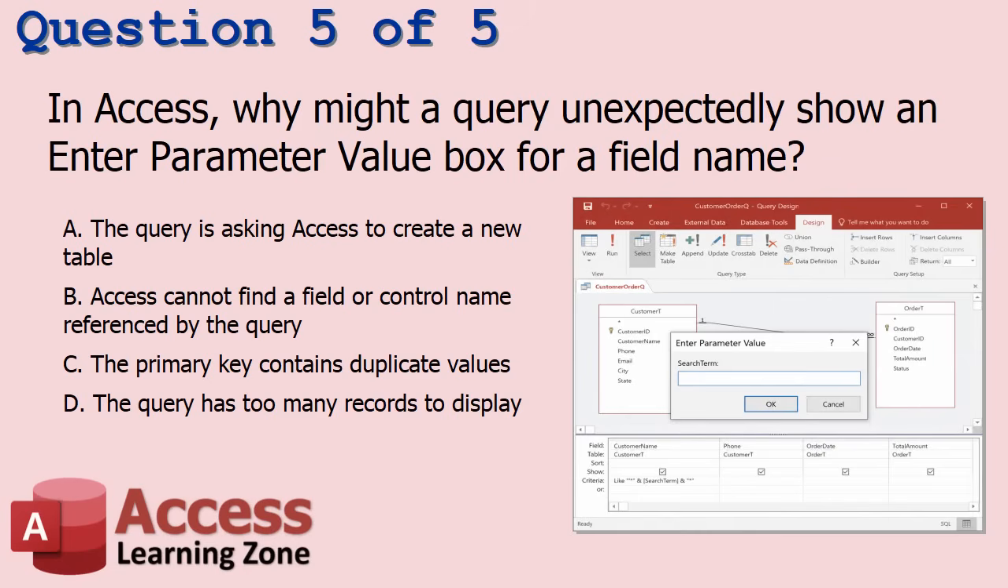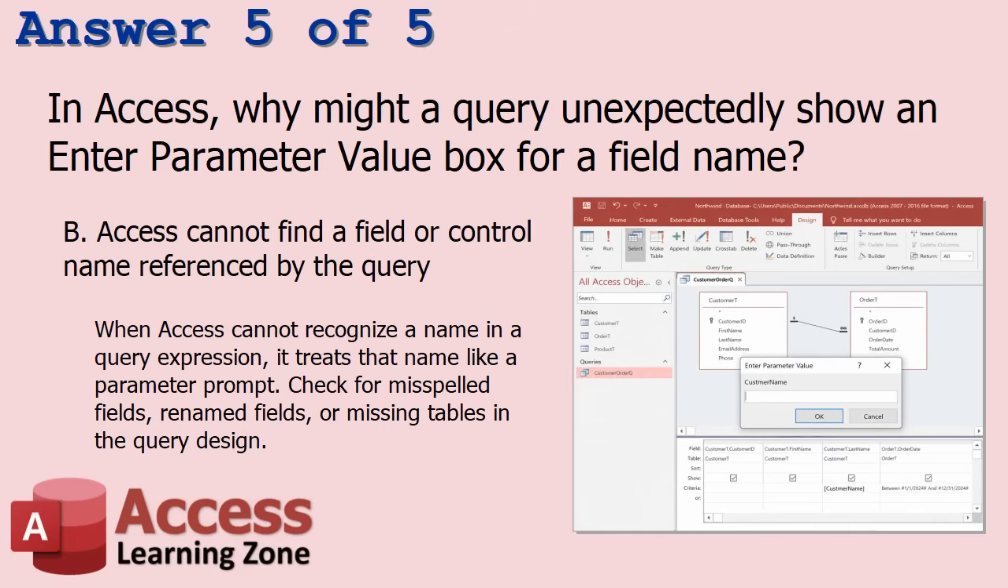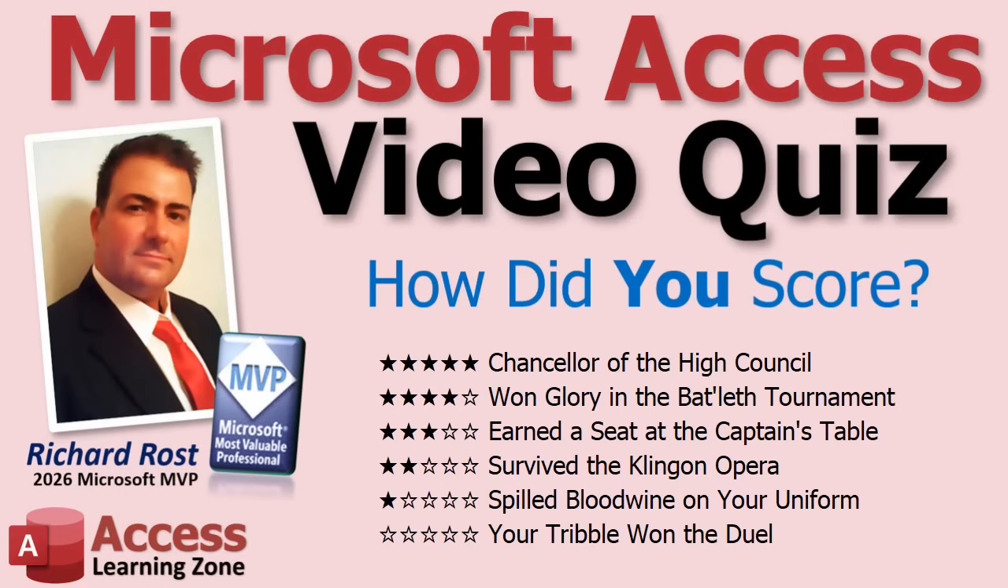And question 5. In Access, why might a query unexpectedly show an Enter Parameter Value box for a field name? The query is asking Access to create a new table. Access cannot find a field or control name referenced by the query. The primary key contains duplicate values, or the query has too many records to display. This one comes up all the time. It's B. Access can't find a field or control name referenced by the query. Usually it's a misspelling.